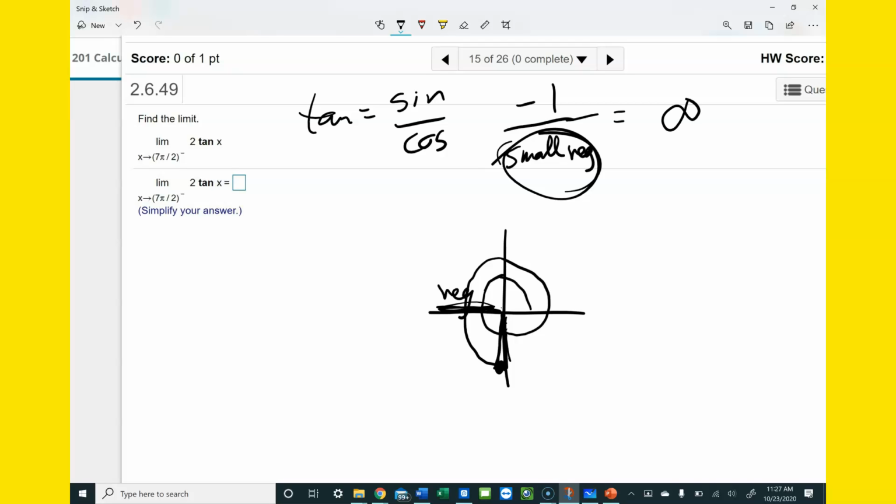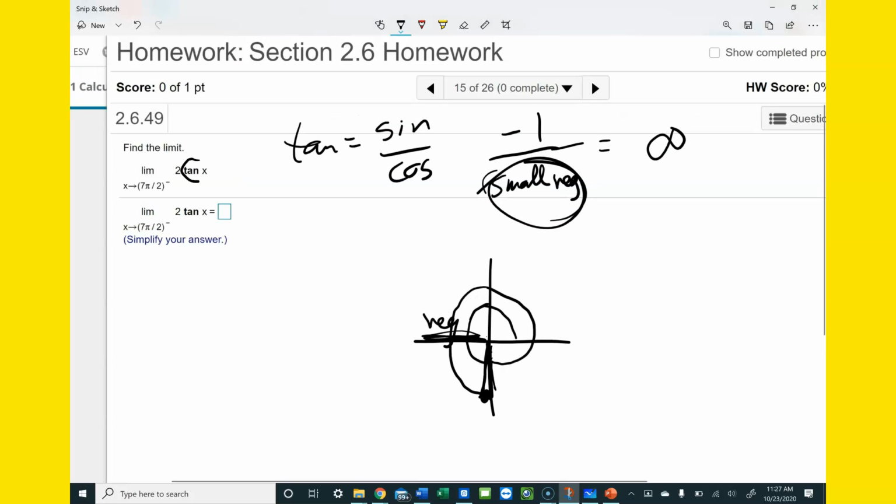And it will be positive infinity because we got a negative over a negative, which cancels out and makes a positive. So this whole thing is going to infinity, and so 2 times that is still infinity. So the answer to this one should be infinity.